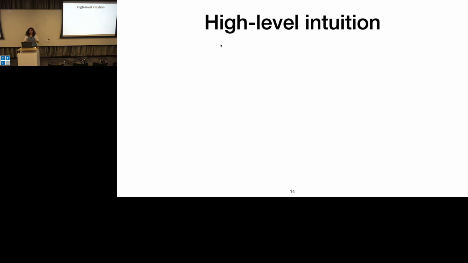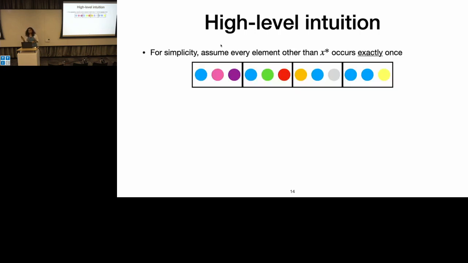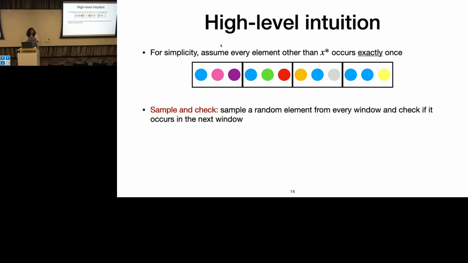So let's start with some high-level intuition. I'm going to make one more assumption, just so that life gets simpler. Let's say that every other element occurs exactly once in the stream. So in this example, all the other colors are there just once. Blue is the only thing that appears more than once. There is a natural algorithm here. You can just sample and check. So sample a random element in every window, and check if that element occurs in the next window.